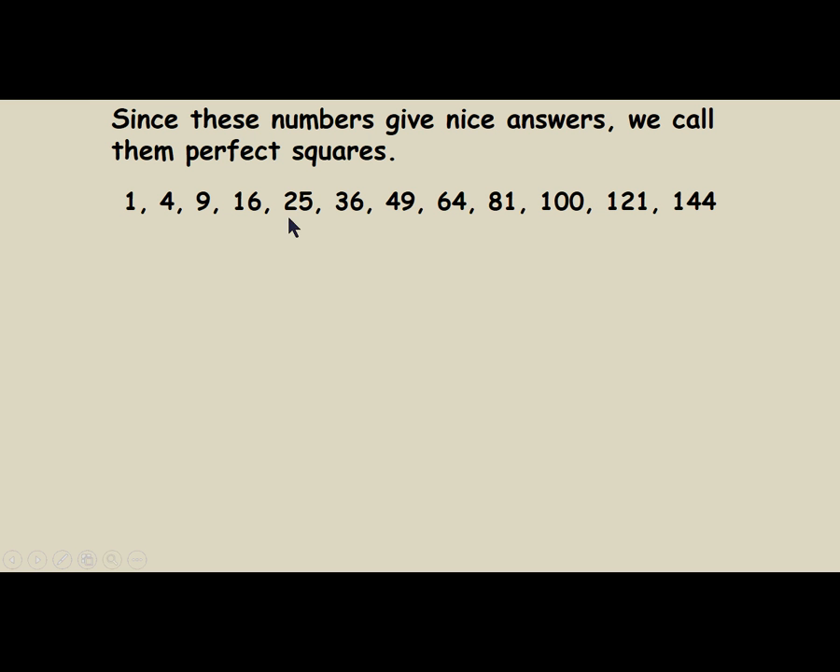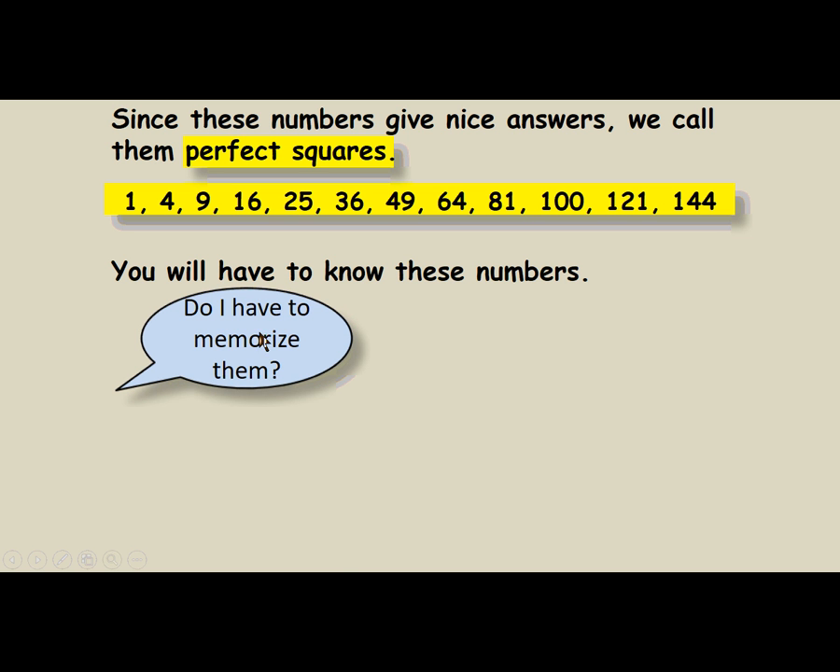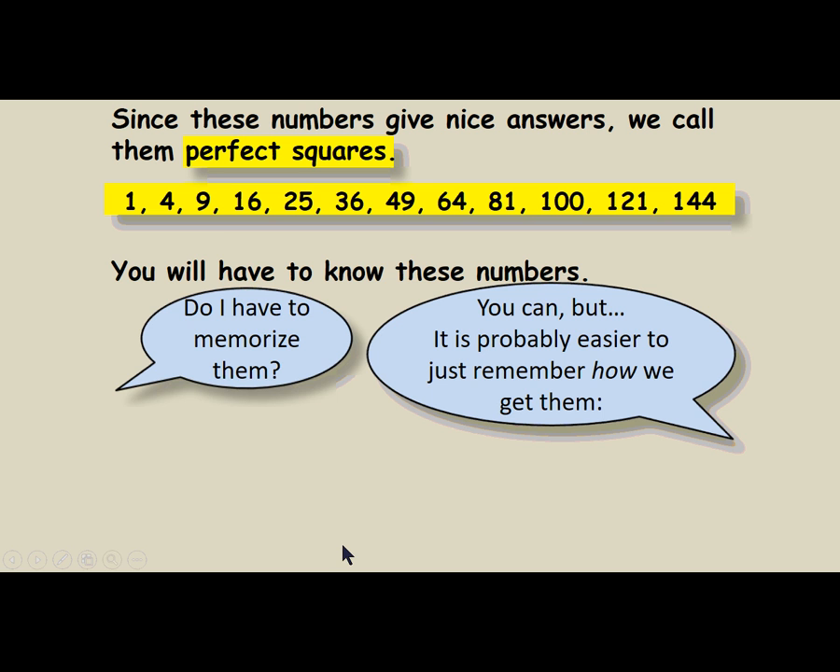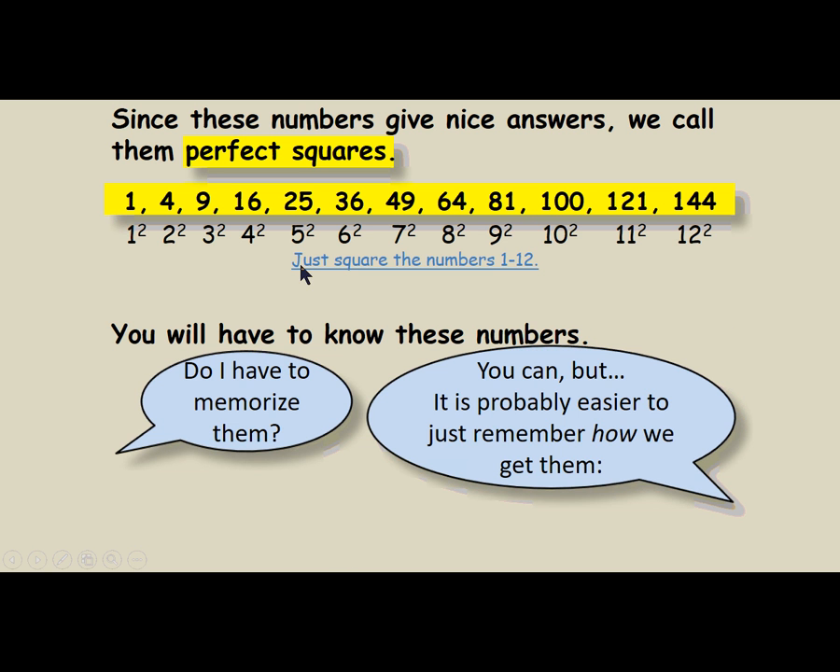These numbers that we can take the square root of fairly easily, and it comes out to something nice, not a weird decimal, we call these numbers perfect squares. And you will have to know these numbers. Do you have to memorize them? No, but it can be easy to do this if you just remember how we got them. We just took numbers 1, 2, 3, 4, 5, 6, 7, 8, 9, 10, 11, 12 and squared them, multiplied them by itself to get them. So you should be able to create this list if you need to.